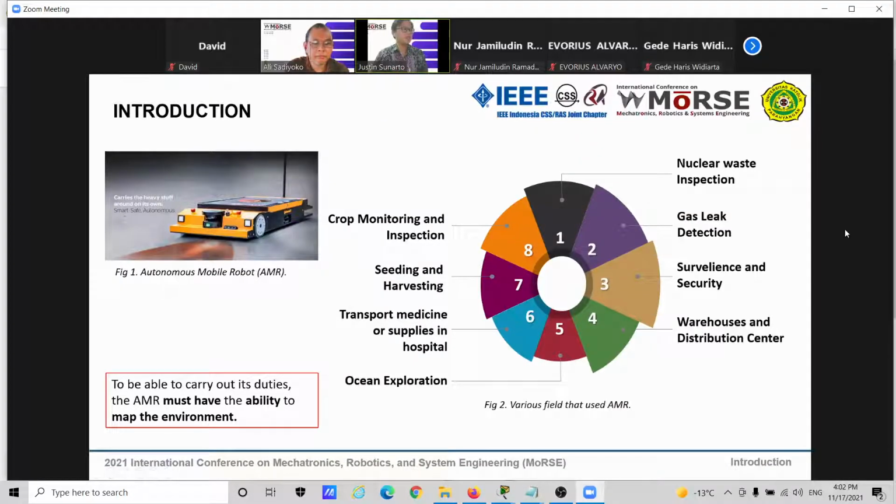Introduction. The first is autonomous mobile robots have been widely used in various fields. The various fields can be seen in figure 2. And recently, the autonomous mobile robot has been used for smart farming to carry out agricultural tasks such as seeding, harvesting, and crop monitoring and inspection. And to be able to carry out its duties, the AMR must have the ability to map the environment.